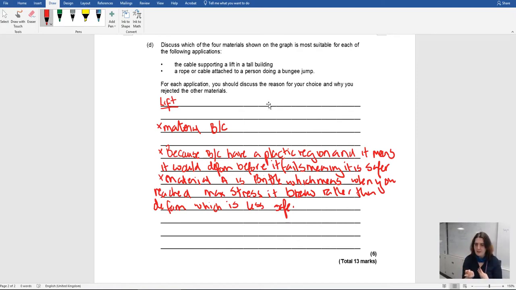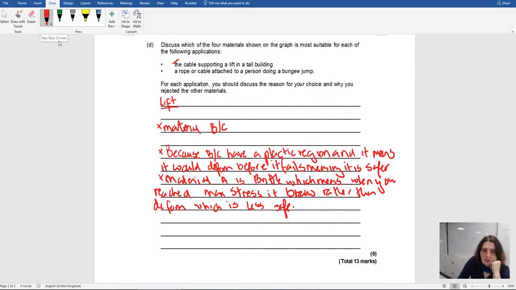A does not do that, so it's just going to snap when it reaches its maximum stress. It's not as safe. Okay, so there we go. I've mentioned material B and C. I've mentioned a reason why I would choose it, and I've mentioned a reason why I wouldn't choose A. So I've put the reason for my choice, and why I've rejected the others.